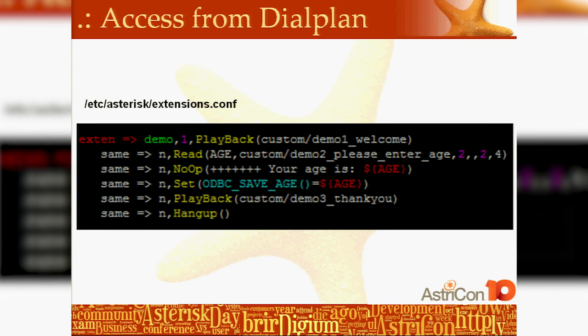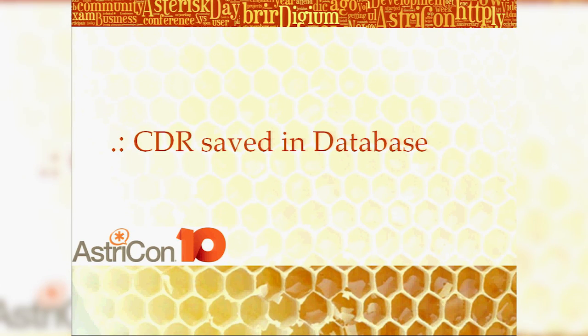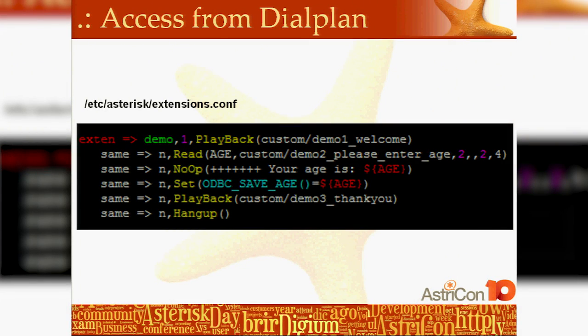This is the dialplan. First of all, we play back a welcome message, then we read the age parameter, and then look at the fourth line. With this command Set, we execute the function SAVE_AGE, and the dialplan calls this function, and this function receives the age parameter and inserts it in the table. So now, we will test this function later.